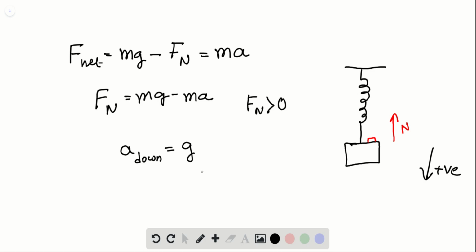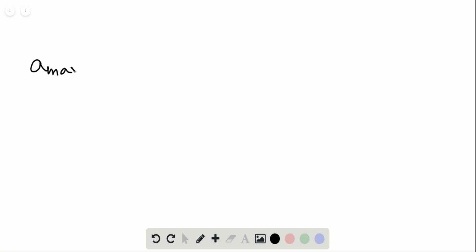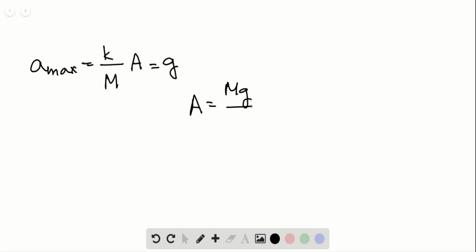Now this is the maximum value for the acceleration, and for SHM we know that a max is equal to omega squared A, which is equal to k divided by M plus m, where big M is the mass of the block. And of course we have to multiply by A. So from there we can write k by big M times A, since big M is very much greater than small m. Now we can equate these two values for the acceleration, and we see that a max is equal to k by big M times A, that's equal to g. So A is equal to Mg over k.